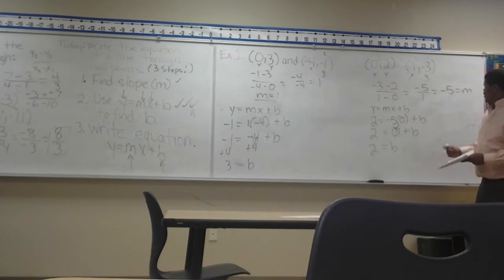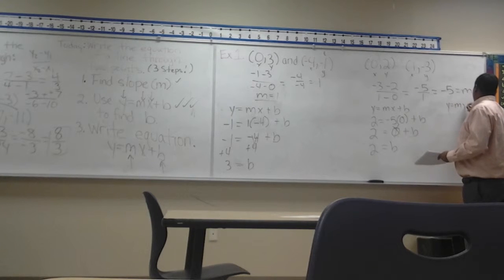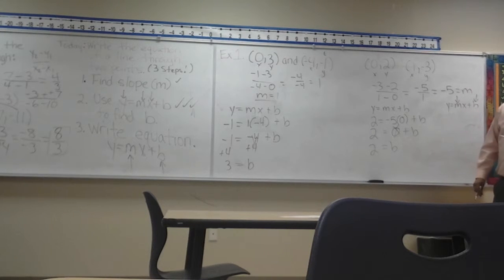Now we're going to write the equation. Y equals mx plus b. But remember, we're only putting values in for m and b. What's the equation? Y equals, say it loud. Wait, hold on now. Let's slow down. Y equals mx. What's m? It's negative 5. X. Plus 2. And now we're all set to graph that. But we're not graphing them, we're just writing the equation today.